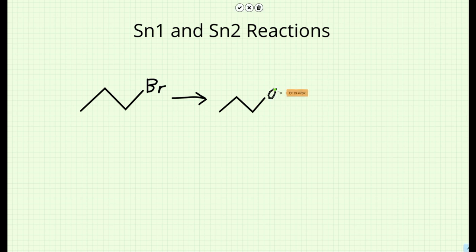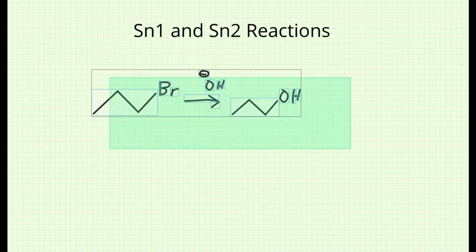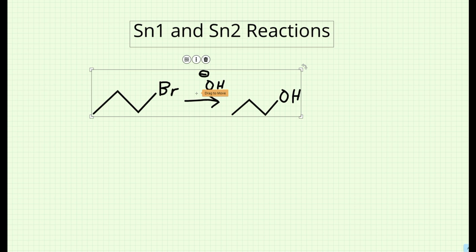So OH, the good nucleophile, replaces bromine, and now OH has taken its place. So that's just the most simplified, easy to understand substitution reaction, but they are a little more complex than that.